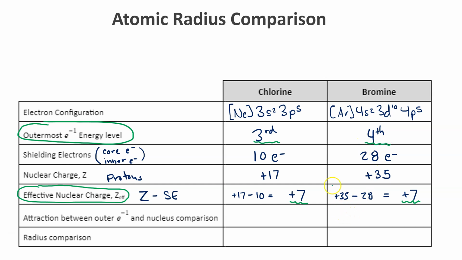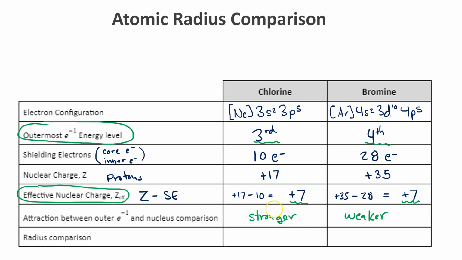Essentially, what this tells me is that the outermost electrons in bromine are farther away. The fourth energy level is bigger. Those outermost electrons have a weaker attraction to the nucleus because they are farther away in that fourth energy level. We could say the same thing here for the outermost electrons in chlorine. Because they're closer to the nucleus, they're going to have a stronger attraction to it.